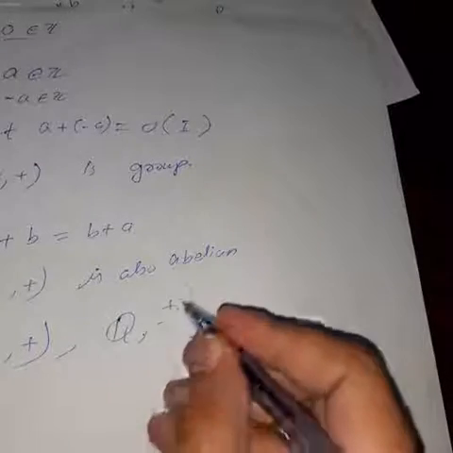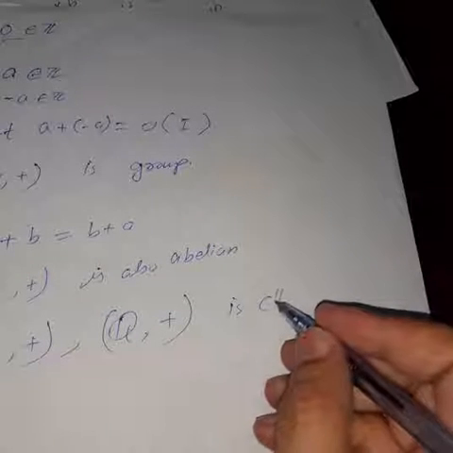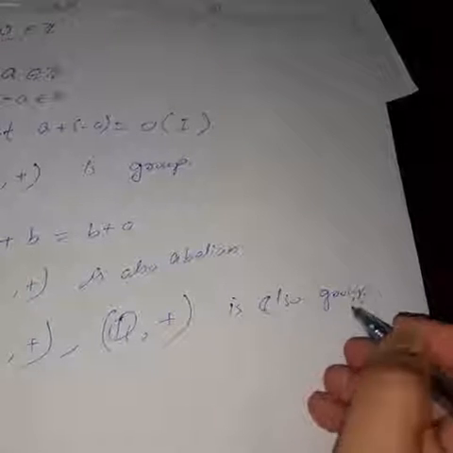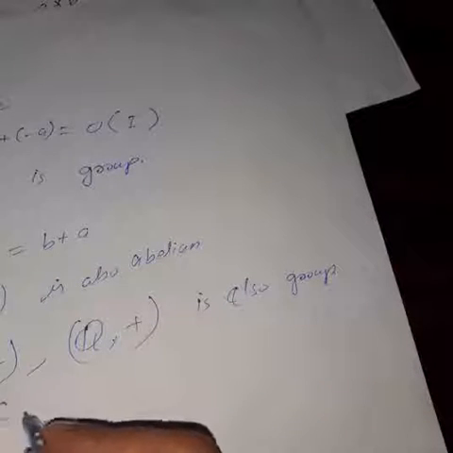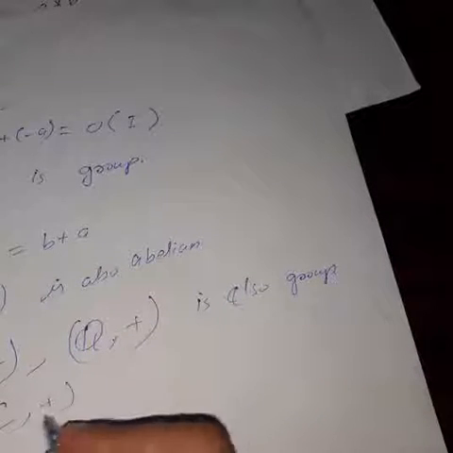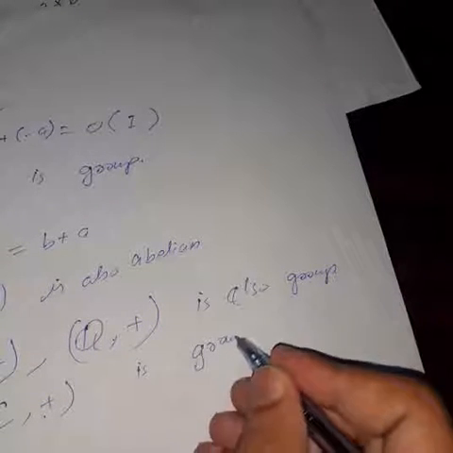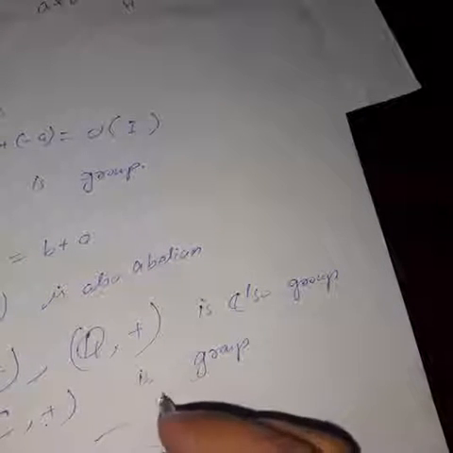In this method, we can show that the set of real numbers under addition, the set of rational numbers under addition is also a group, and also an abelian group. Similarly, the set of complex numbers under addition is also a group or an abelian group. I left this example for you as an exercise.